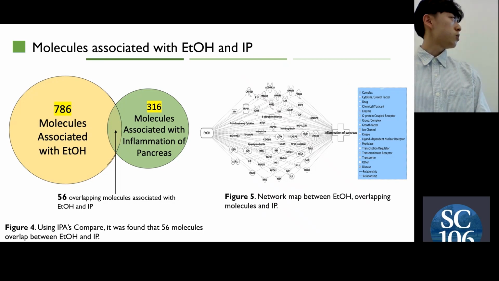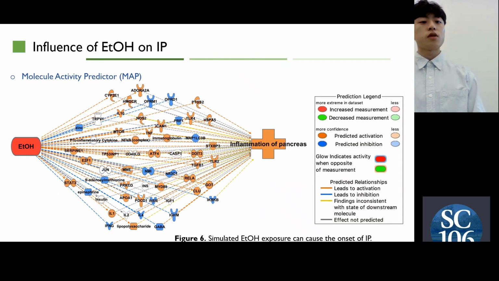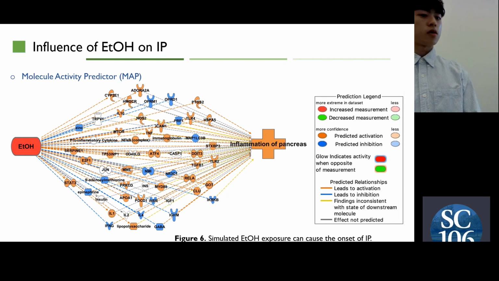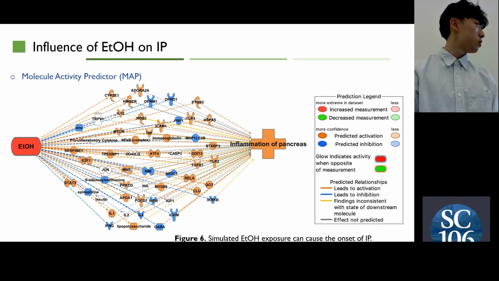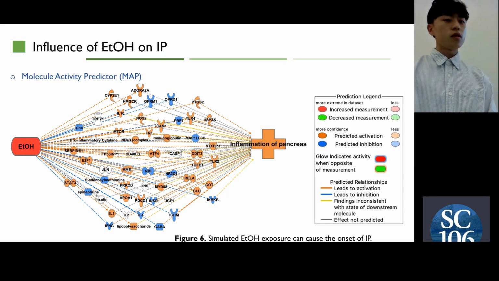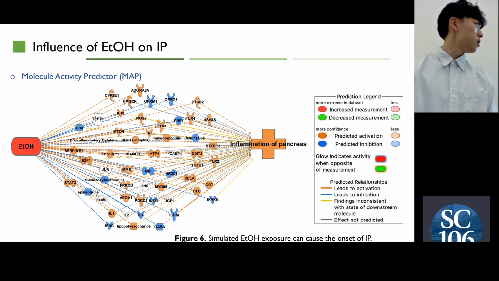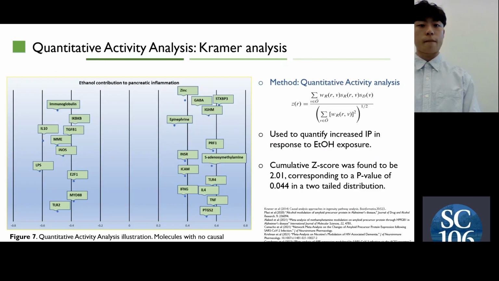It will be shown on the next slide as well, where I used the molecular activity predictor tool to simulate the exposure to ethanol, denoted in red. This led to the upregulation or augmentation of the inflammation of pancreas, denoted in orange. The pathway in between shows the molecular interactions that resulted in the augmentation of inflammation of the pancreas.